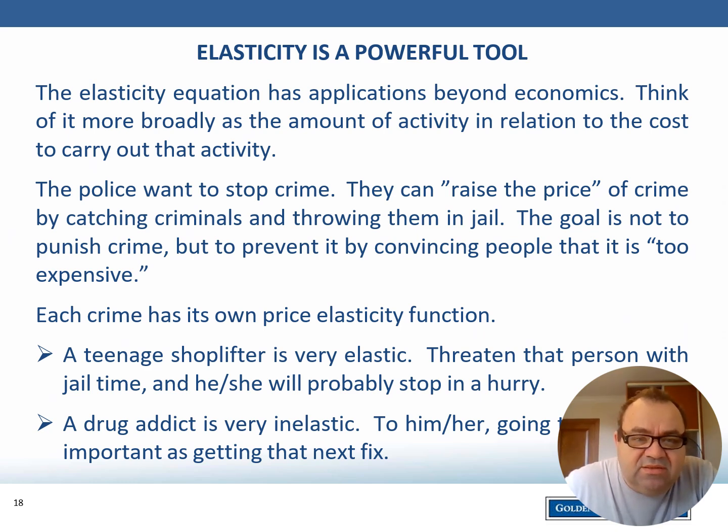Outside of economics, the police want to stop crime. They can raise the price of crime by catching criminals and throwing them into jail. The goal is not to punish the crime, but to prevent it by convincing people that it's too expensive, staying in jail, that is. Each crime has its own price elasticity function. A teenage shoplifter is very elastic. Threaten that person with jail time, and she or he will probably stop in a hurry.